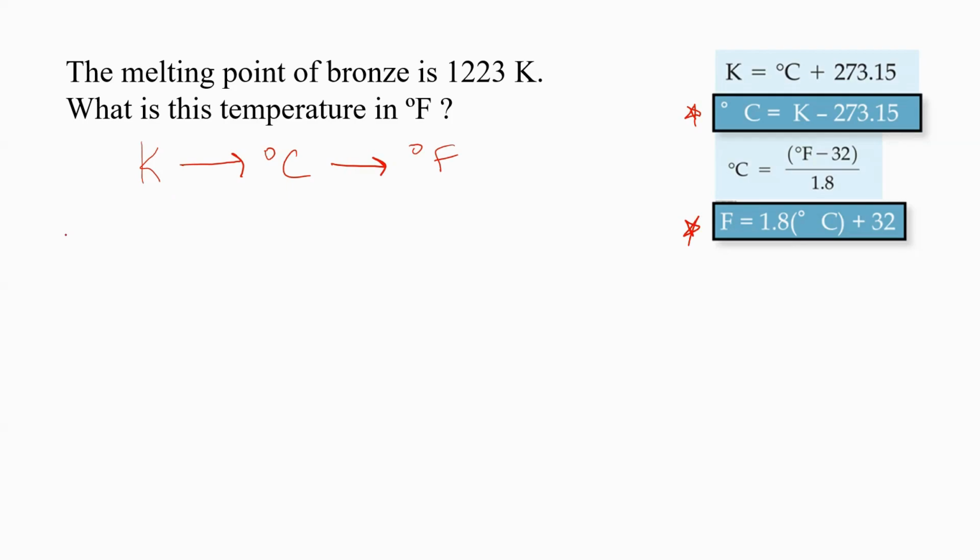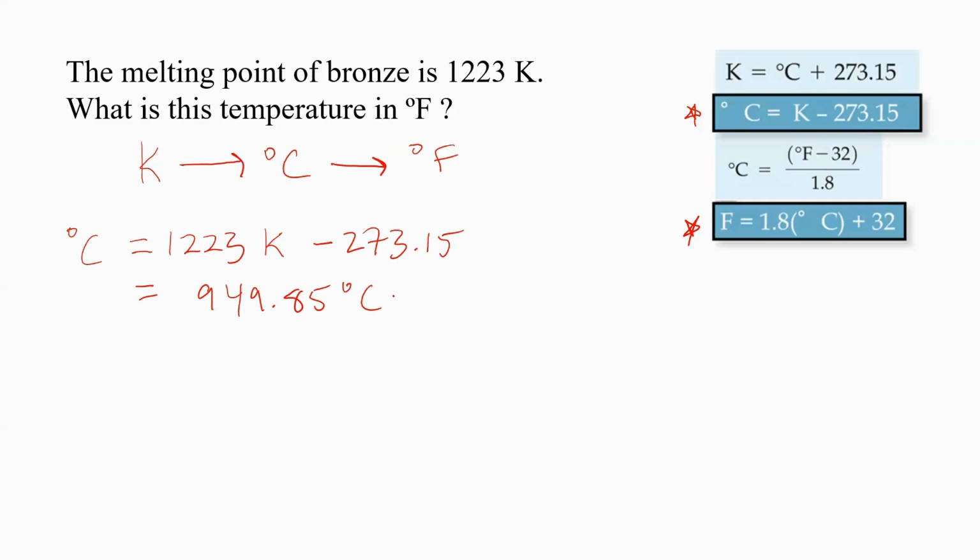So to find our temperature in Celsius, we're going to take our temperature in Kelvin, which is 1,223, and we're going to subtract that by 273.15. If you do this correctly on your calculators, you should get 949.85 degrees Celsius.